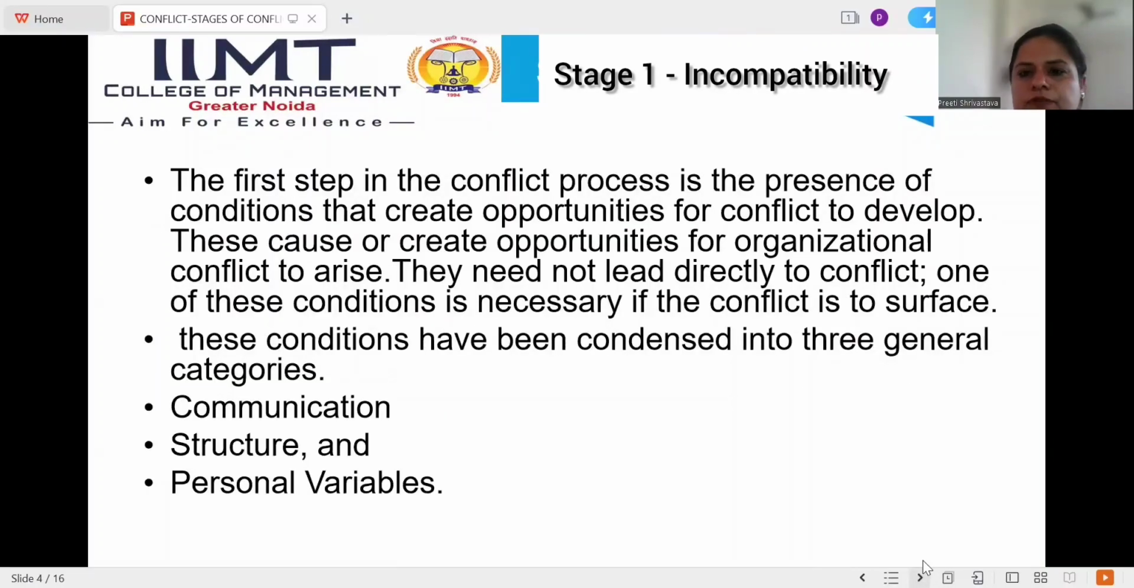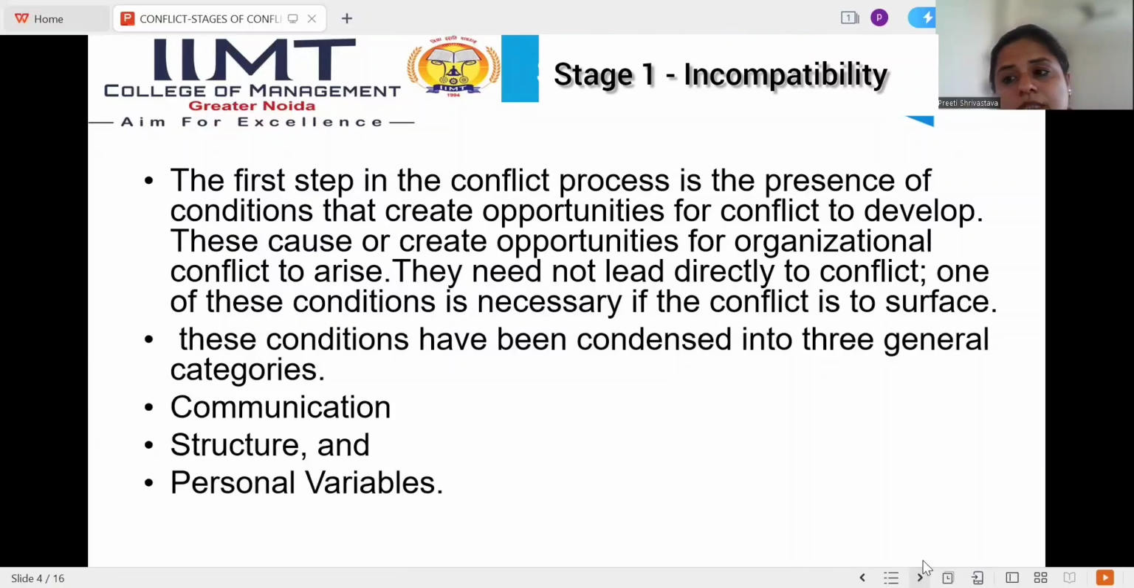Now let us start with the first stage, that is the incompatibility. The first step in the conflict process is the presence of conditions that create opportunities for conflict to develop. These cause or create opportunities for organizational conflict to arise. They need not lead directly to conflict. One of the conditions is necessary if the conflict is to surface. These conditions have been condensed into 3 general categories.